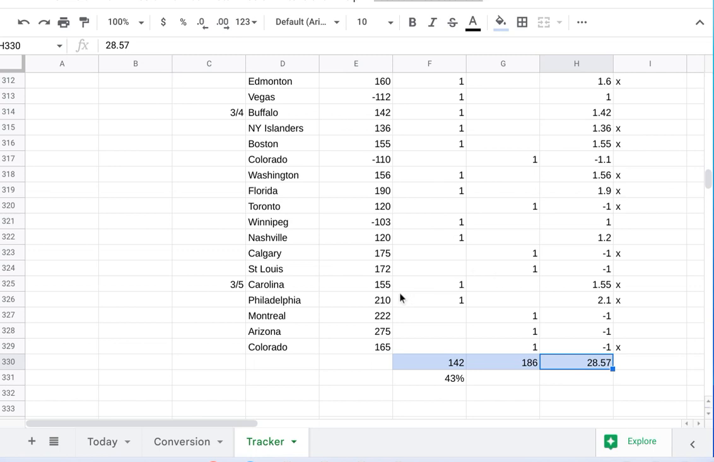So let's just take a look at yesterday. The model plays Carolina plus 155 puck line, Philadelphia puck line plus 210, Montreal plus 222, Arizona plus 275, and Colorado plus 165. Now watch this. Carolina wins, up 1.55 units. Philadelphia wins on the puck line, up 2.1 units. Now look what happens to the next 3 games. Lose Montreal, lose Arizona, lose Colorado. All right, so we win 2 and we lose 3.